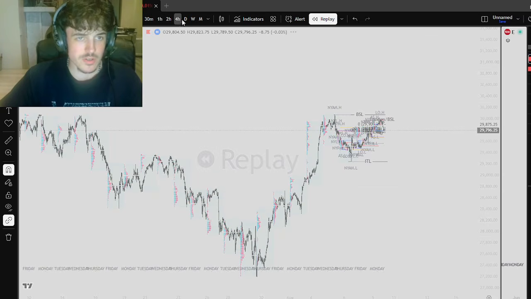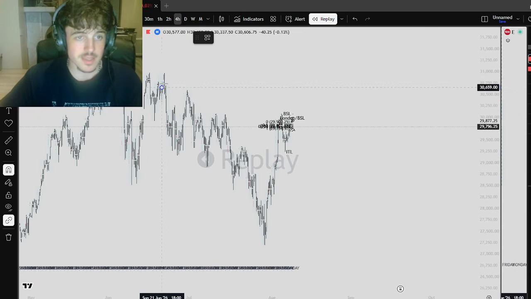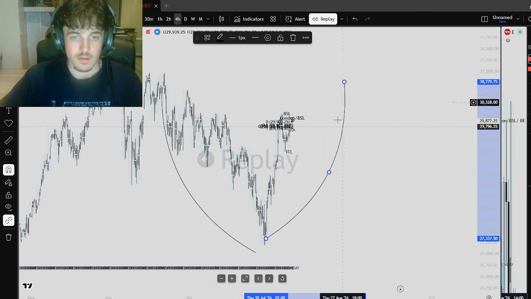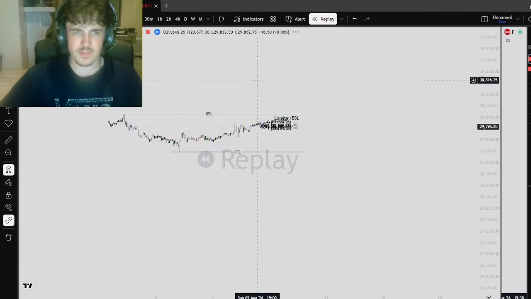We also have this huge market maker buy model that we're currently in, as we can see here, from all-time highs all the way down here to all the way back up here. We're in a clear buy model, so overall definitely higher time frame is 100% bullish without a shadow of a doubt.